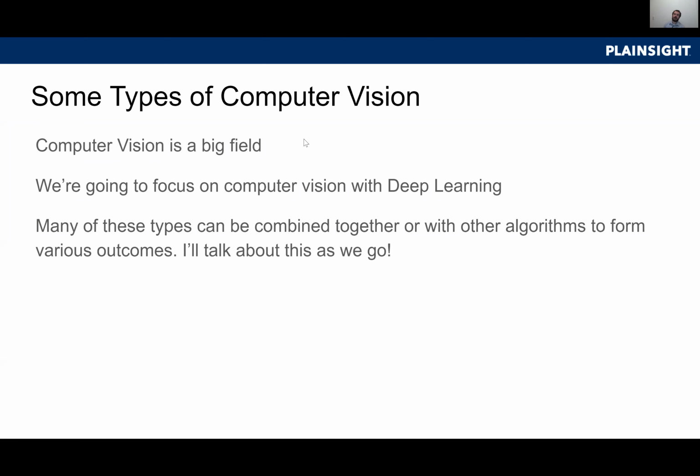Right, so the computer vision field is big, but we're going to focus on what we talked about, computer vision with deep learning. Many of these types can be combined together or used with other algorithms to form various outcomes. So we can talk about that as we go. Like someone mentioned, object tracking, right? Object detection happens first, and then you have another algorithm that can do object tracking.